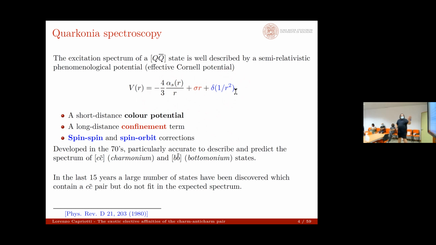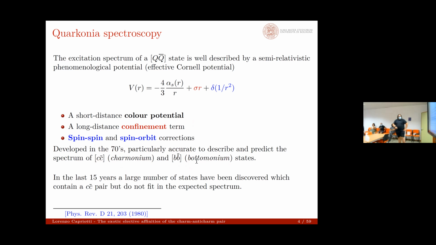This was developed in the 70s, and it was found to be particularly accurate in predicting the full excitation spectrum, especially for the c-cbar system, which is called the charmonium system, and the b-bbar system, which is called the bottomonium system. However, in the last 15 years, a large number of states has been discovered which actually contain a c-cbar pair, but don't exactly fit in the spectrum described by this potential. So let's have a look at what this looks like.